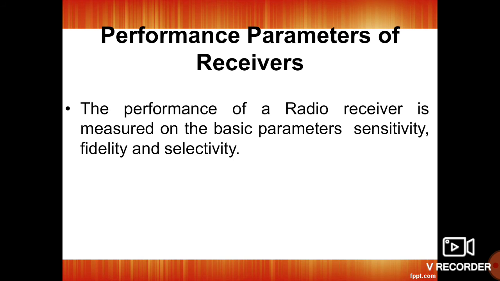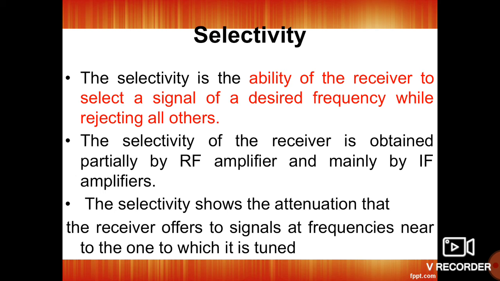This superheterodyne receiver includes different parameters. They are sensitivity, fidelity and selectivity. Selectivity is termed as the ability of the receiver to select the signal of a desired frequency while rejecting all the others. That is called the selectivity of the receiver.